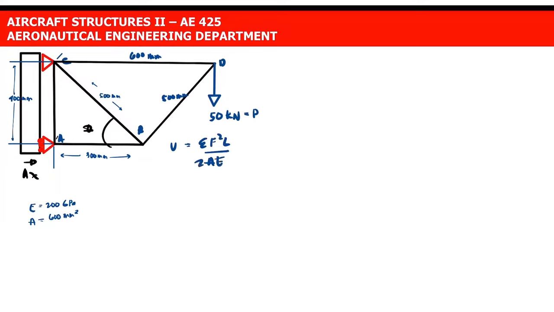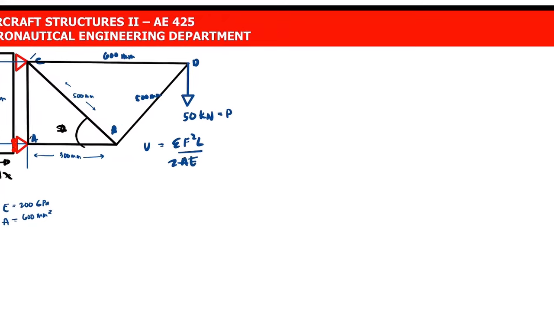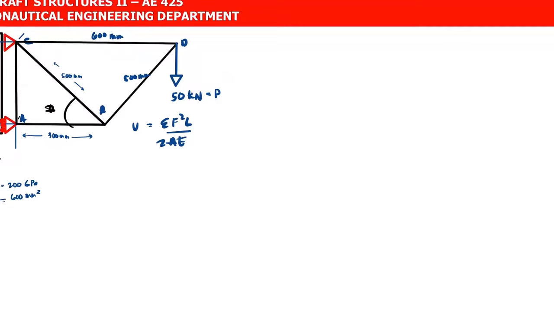Okay? So, yung F is makukuha sa method of joints. Lahat nung internal force ng element kailangan mong kunin. So, meron tayong 5 elements dyan. So, start tayo dito sa D, kasi hindi na natin kukunin yung mga reaction. Okay? So, start tayo sa D.